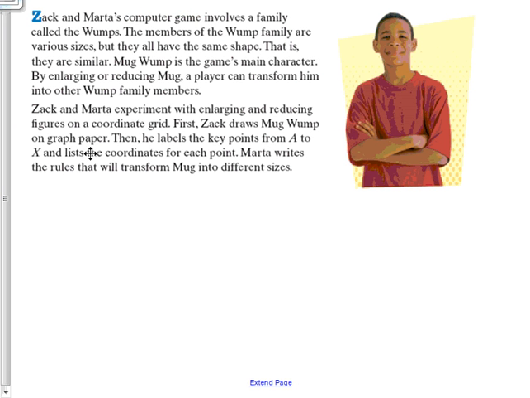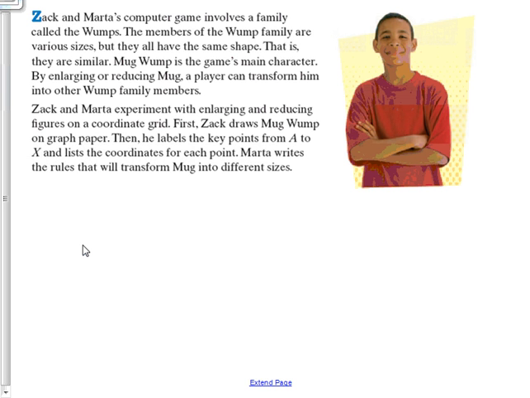All right. Zack and Marta's computer game. They're doing Wumps. They're making a family called Wumps. Members of the Wumps family are various sizes, but they all have the same shape. That is, they're similar. By enlarging or reducing Mug, a player can transform him into other Wump family members. Zack and Marta experiment with enlarging and reducing figures on a coordinate grid.